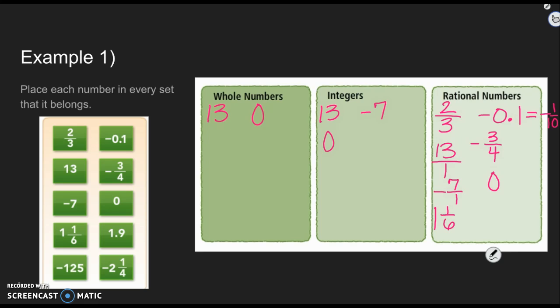1 9/10 is not a whole number, it's a decimal. It's also not an integer. 1 9/10 is rational because we can write 1 9/10 as a fraction.